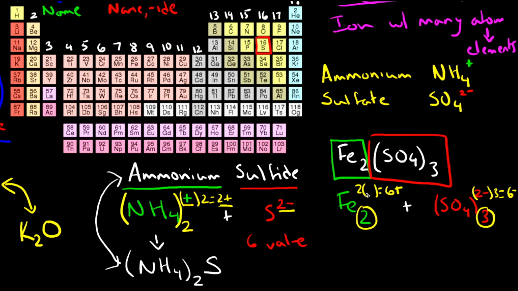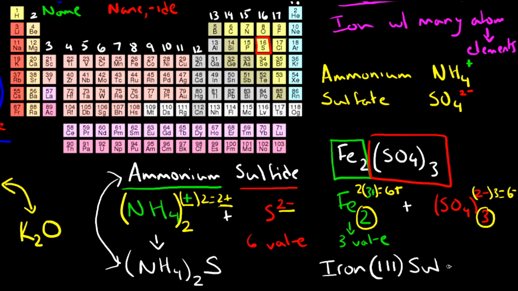And 2 times what is 6? Obviously 2 times 3 is 6. So we know that each iron atom is giving up 3 valence electrons. And now we have all the information we need to write out the actual name of our compound. So we start with our cation, which is iron, and since it's a variable ion, we need to specify how many valence electrons it's giving up, and that is 3, so III. Then we do our anion, which is sulfate.